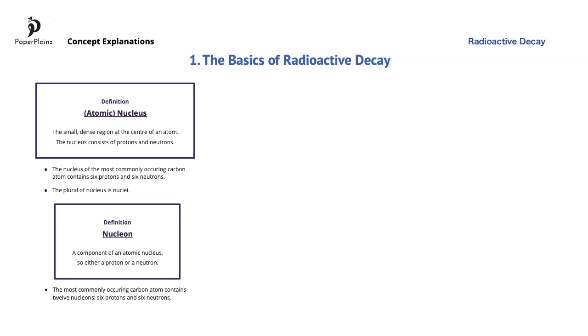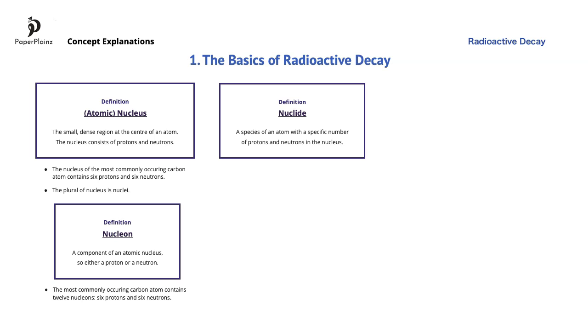Our next term is nuclide. It is defined as a species of an atom with a specific number of protons and neutrons in the nucleus. For example, carbon-12 and carbon-13 are different nuclides. The carbon-12 nuclide has 6 protons and 6 neutrons, while a carbon-13 nuclide has 6 protons and 7 neutrons. The focus here is on the composition of the nucleus.